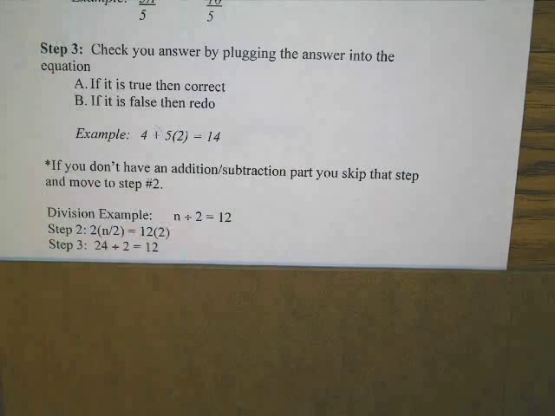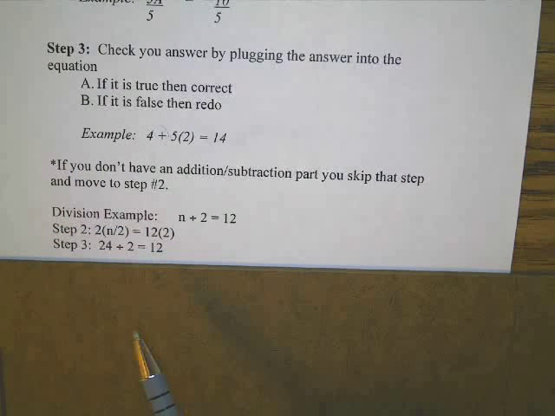So then step 3 is to plug our number back in, and this is our equation. We're saying that n equals 24. 24 divided by 2 equals 12. Is it true or is it not true? It's true, right? So we know we got it correct. Are there any questions on it? None?